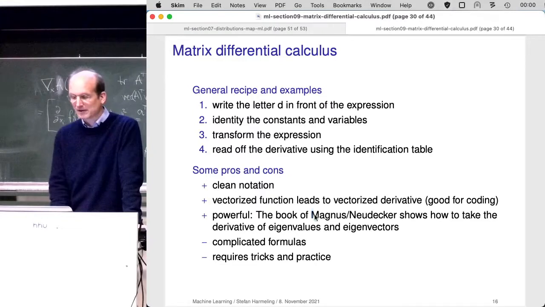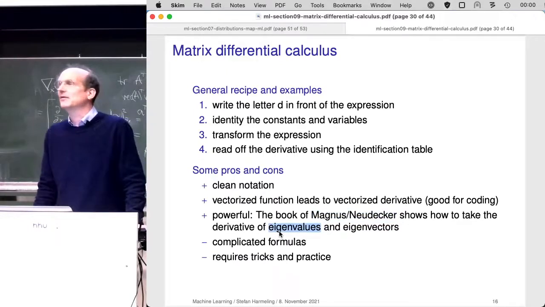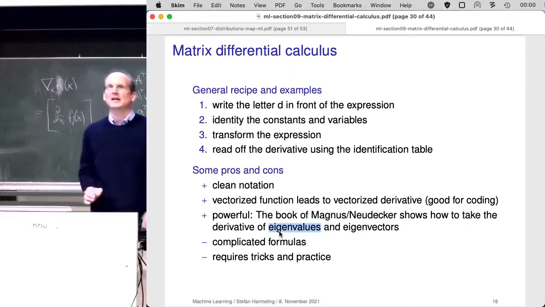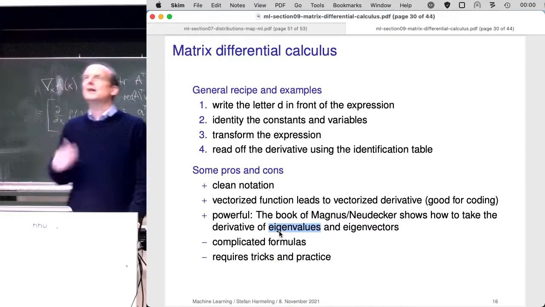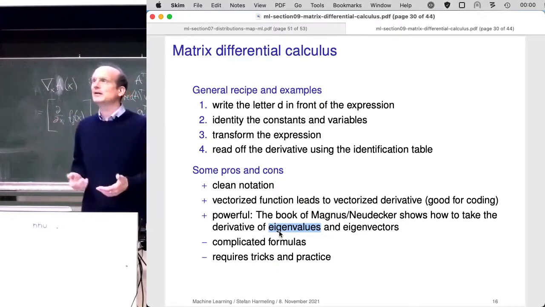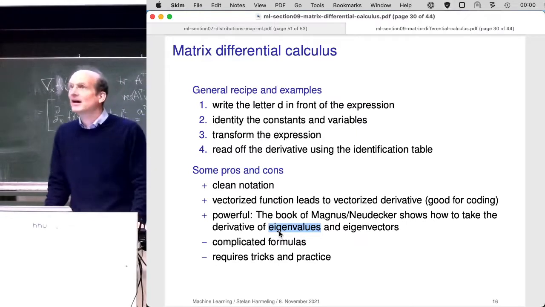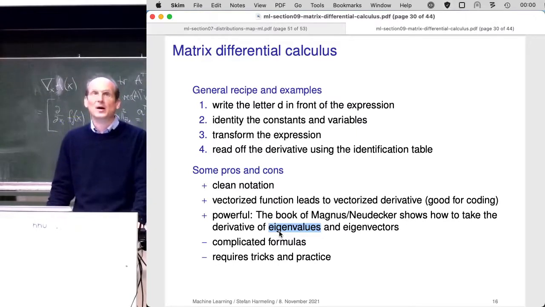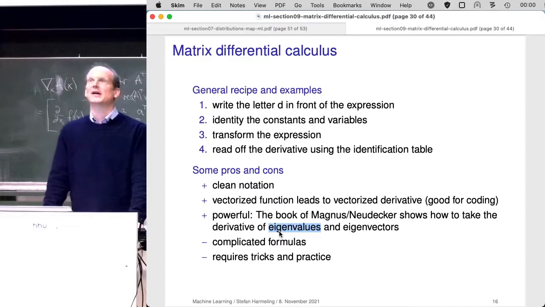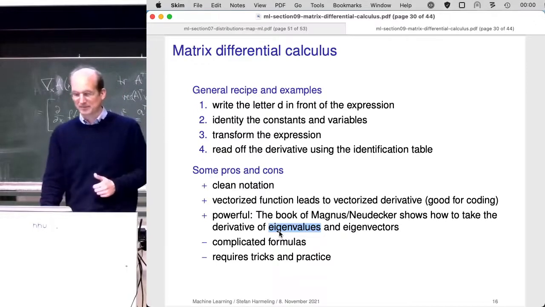In this book, Magnus and Neudecker even show you how to calculate derivatives of eigenvalues, which I find really fancy. So you have a matrix, and you could imagine there is an eigenvalue operator which gives you the eigenvector of the largest eigenvalue. How do you calculate the derivative of that one? That is really super tough, right? But with this calculus, you can do it.